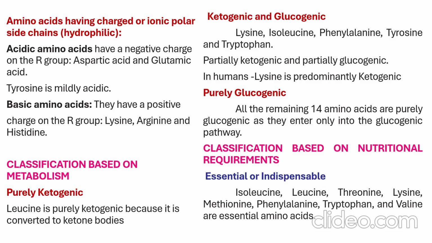And the final one is based on the nutritional requirement. Amino acids are classified into essential amino acids, partially essential amino acids, and non-essential amino acids. Isoleucine, leucine, threonine, lysine, methionine, phenylalanine, tryptophan, and valine are essential amino acids. Their carbon skeleton cannot be synthesized by human beings, and so these amino acids are to be taken in food for normal growth.